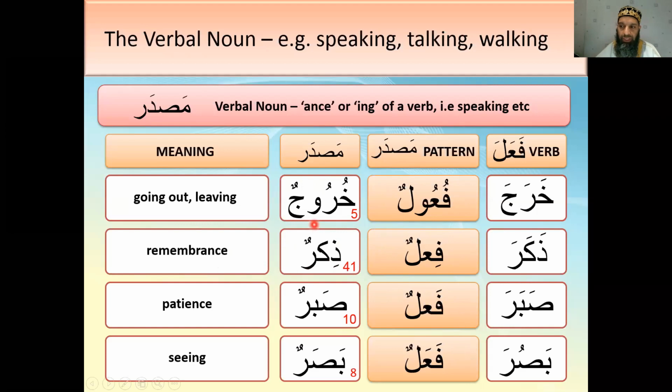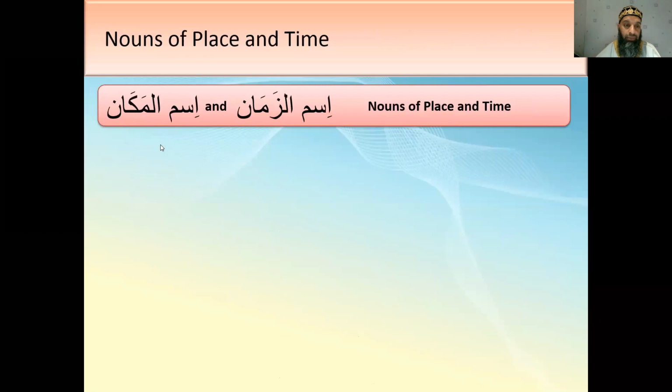We've got about 34 minutes left. Right, there's another few patterns. These are now, as far as I know, less occurring, less frequent. Ism al-zaman, ism al-makan. Nouns of places and nouns of time.